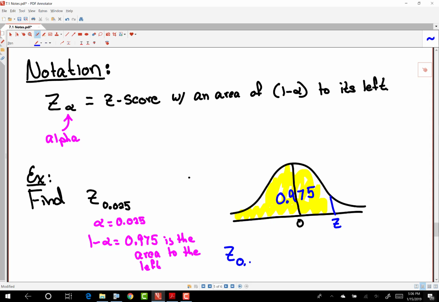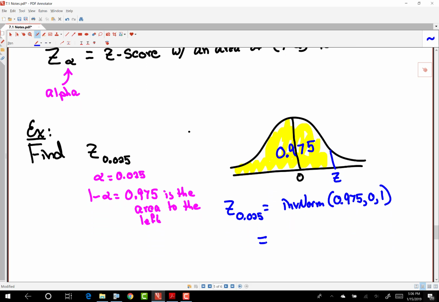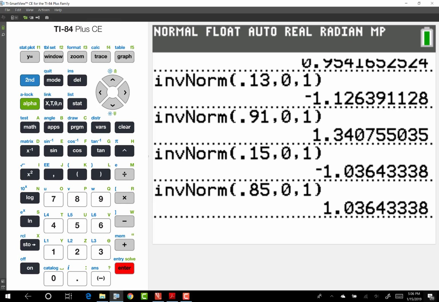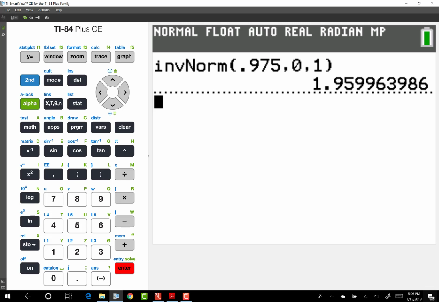So z sub 0.025 will be the inverse normal of 0.975 and then 0 and 1. This is a notation that we're going to use later when we get to confidence intervals and hypothesis testing. So to find that value, we'll do second bars number 3, 0.975, and then 0, and then 1. And so that z-score is 1.96.